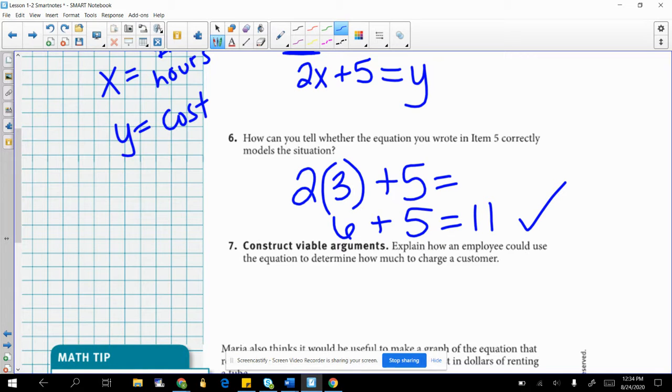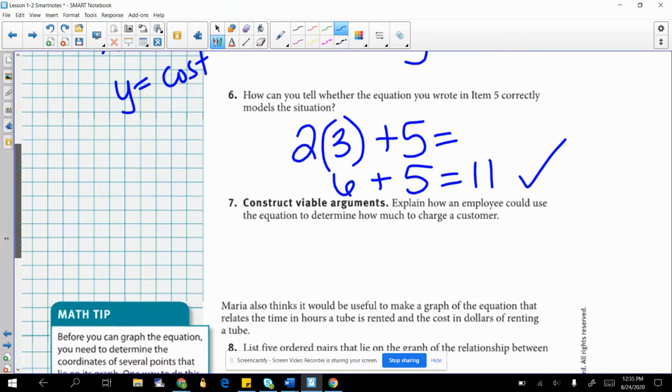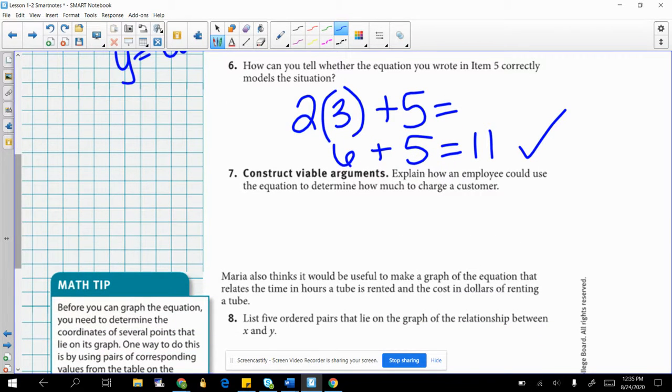Okay. All right, awesome. So moving on to number 7, it says, explain how an employee could use the equation to determine how much to charge a customer. Well, obviously, using an equation is going to be a little bit quicker than going through the table and adding 2, adding 2, adding 2. So if someone wanted to go for like 11 hours, you would quickly be able to plug in 11 for x and get your y, or get the cost. So it would just help an employee figure out the price a little bit quicker.